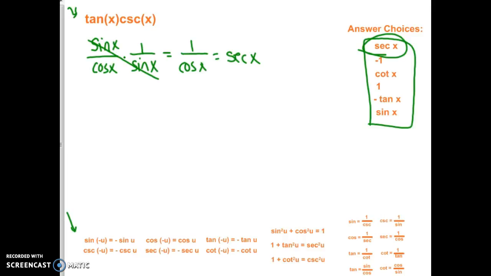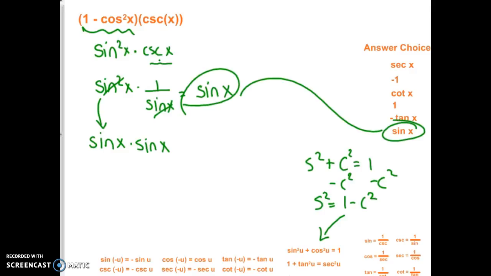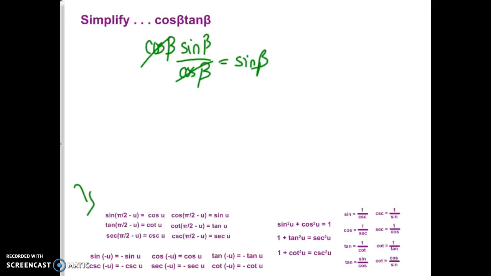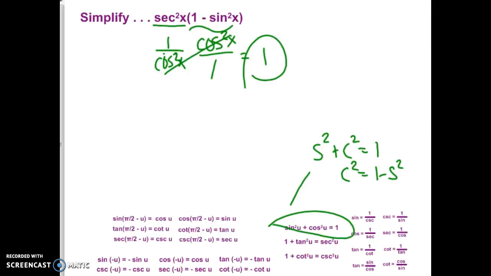So that is how I would simplify some trigonometric identities. So let's re-evaluate some of the strategies here. First, change things to sines and cosines. That cancels out a lot of items. Second of all, you can look for Pythagorean identities. Those come up all the time.